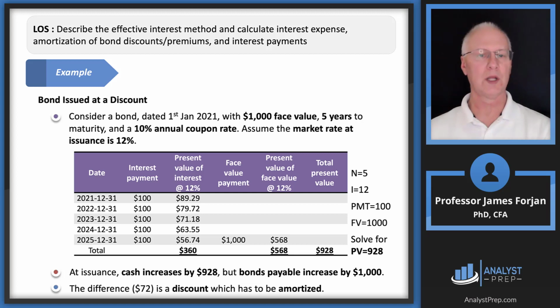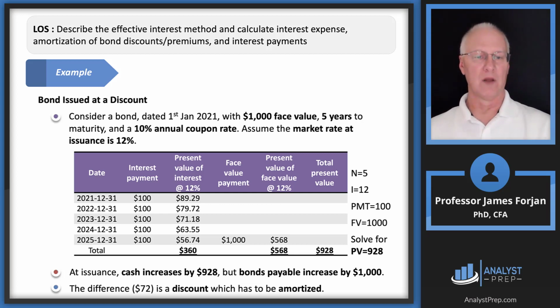And so if you quickly want to get out your calculator and just take 100 and divide by 1.12, you'll get that 89.29. And then you can take the 100 and divide by 1.12 squared, and you can do that all the way to the bottom. And if you sum the present value of those coupon payments, you're going to get $360. I think we left off the pennies there, so we're doing a little bit of rounding.